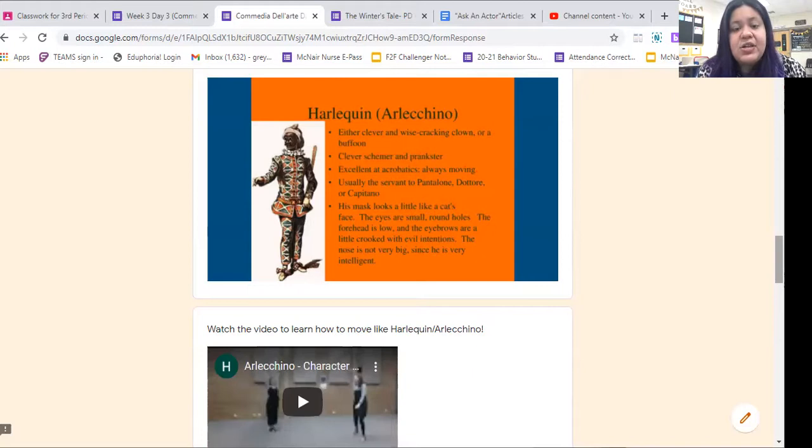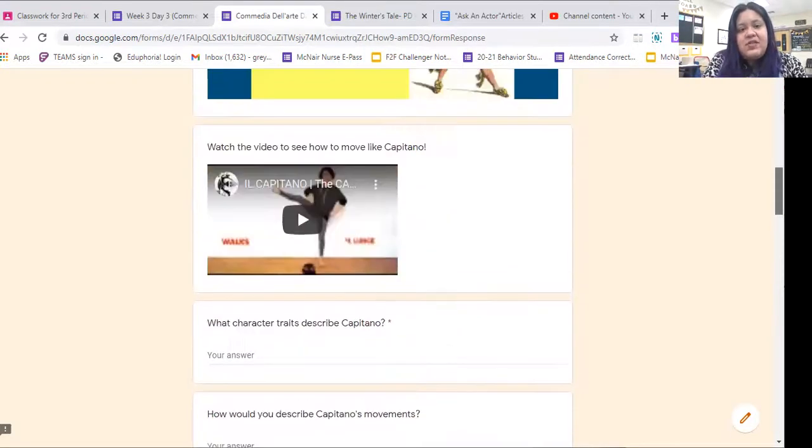The mask looks a little bit like a cat's face. The eyes are small, little round holes. The forehead is low and smaller, and the eyebrows are crooked to look mischievous, to match the personality of the character, who's always playing jokes and is a very clever guy. The nose is, of course, smaller because he's a highly intelligent character. So remember, bigger nose, dumber; smaller nose, smarter. S, small, smart, right?